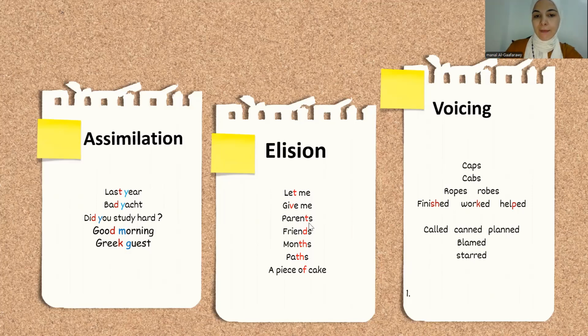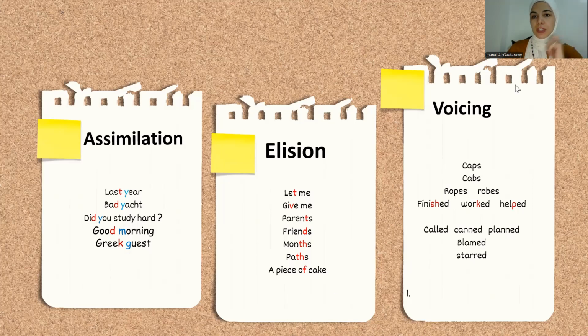And again, elision is also applied when there are three consonants at the end of a word. We drop the one in the middle, like parents, friends, months, the plural form, pass, okay? A piece of cake: the V and the K don't work together. That's why we drop the V. So we'll hear it, a piece of cake.